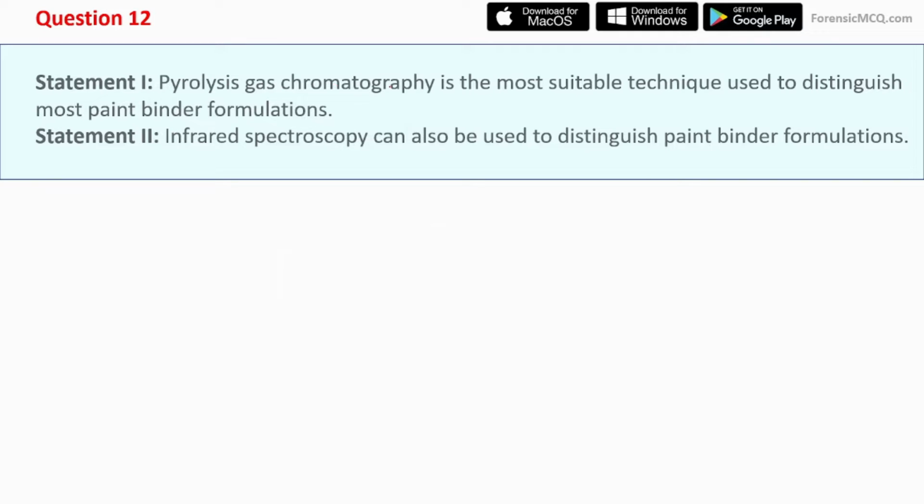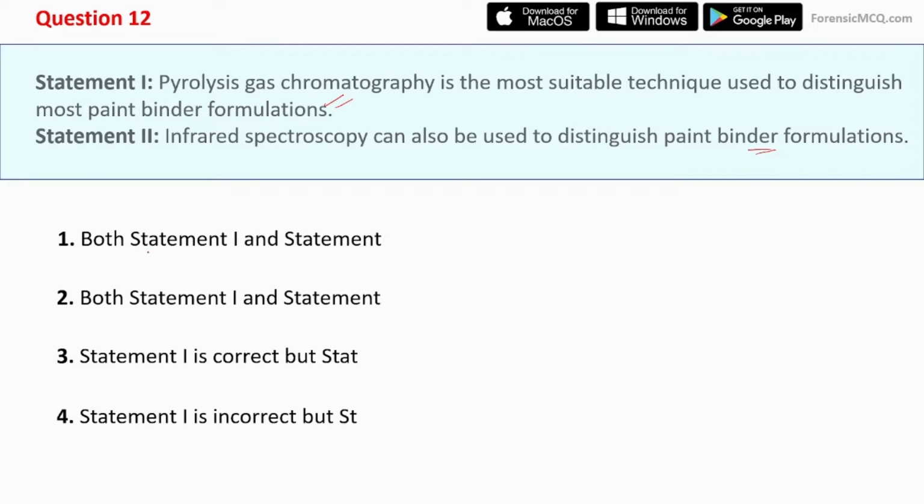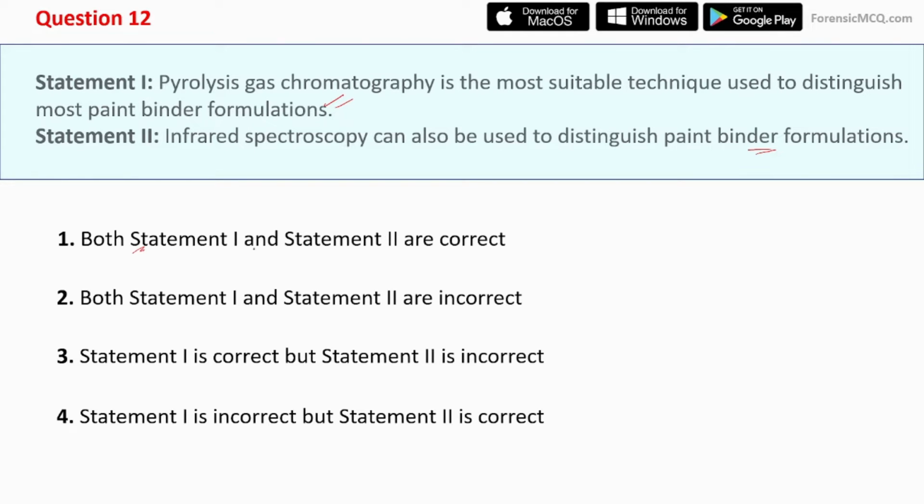Statement one: pyrolysis gas chromatography is the most suitable technique used to distinguish most paint binder formulations. This is the correct statement. Statement two: infrared spectroscopy can be used to distinguish paint binder formulations. This is also a correct statement. So both statement one and statement two are correct. Now let's check why statements one and two are correct.